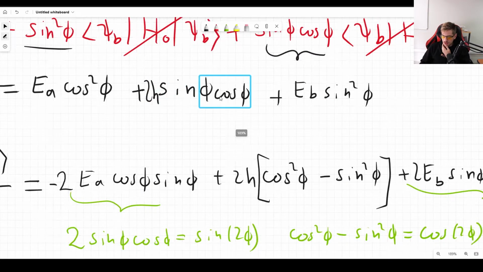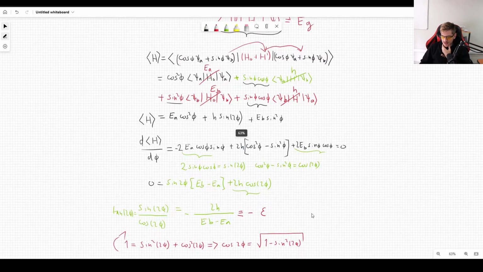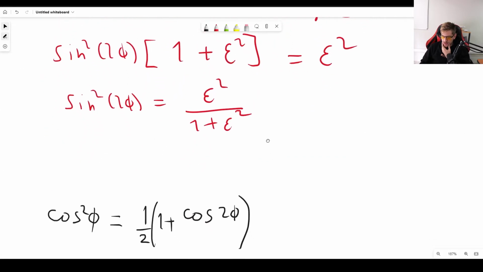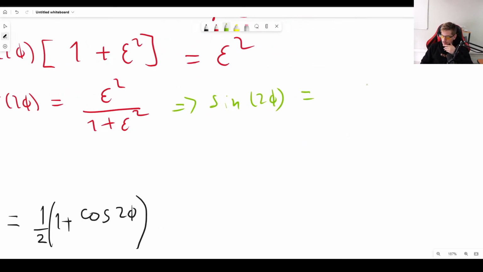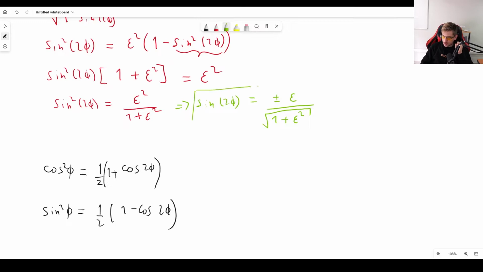But we still have this term right here, which we can rewrite as h times sine of 2 phi, which is precisely what we have here if we take the square root. So let's do it, and we will see that sine of 2 phi, well, this is plus or minus, right, epsilon divided by 1 plus epsilon squared inside of our square root. So this is sine of 2 phi, which is already a very important result.